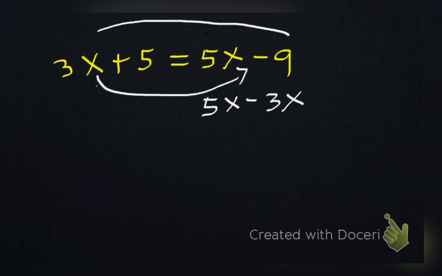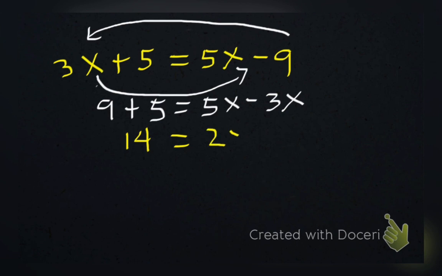Then we move minus 9 to the left. So our minus 9 changes its sign. It becomes positive 9. So we have 9 plus 5 equals 5x minus 3x. Now 9 plus 5 equals 14. And 5x minus 3x equals 2x. So 14 equals 2x.